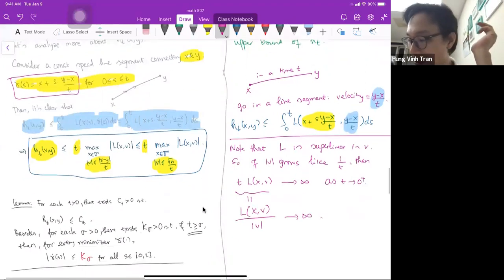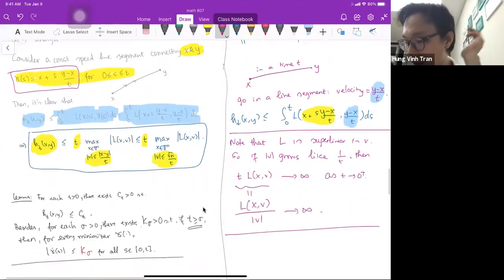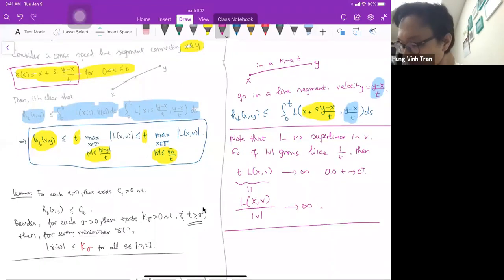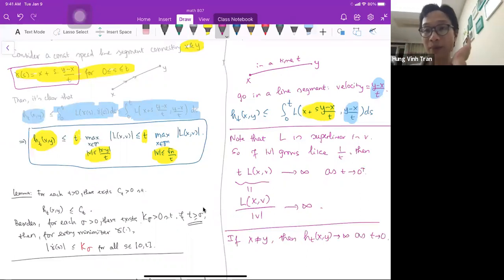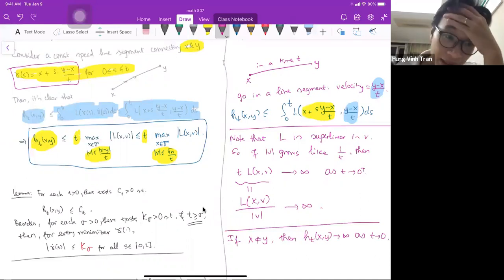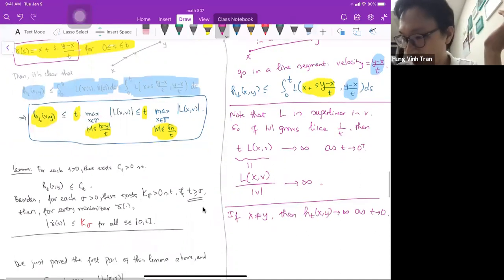Okay. So clearly this tells us that if x is not equal to y, then ht of x y goes to infinity as t goes to 0. Okay? So it's blowing up actually. So we have to be careful. That's what I'm saying. And in fact, this is not too important.